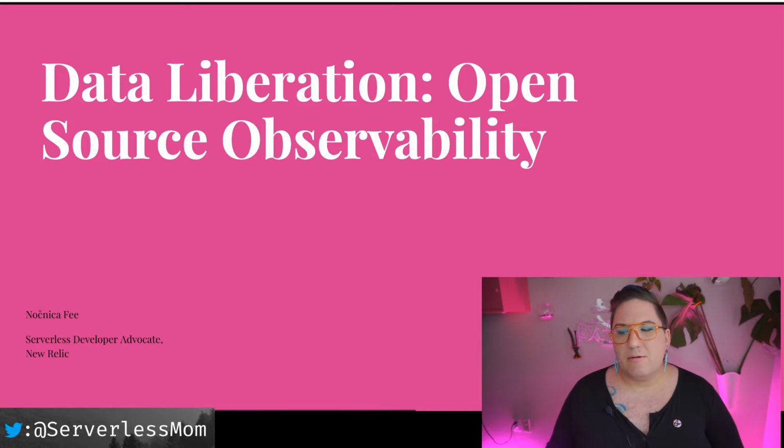So this is data liberation, open source observability. We're going to be talking about observability tooling and how we can create observable architectures using mainly open source tools, and about some of the basic concepts that come with that, some of the strategies and tactics for creating more observable systems. We're also talking about the relationship between open source and telemetry.